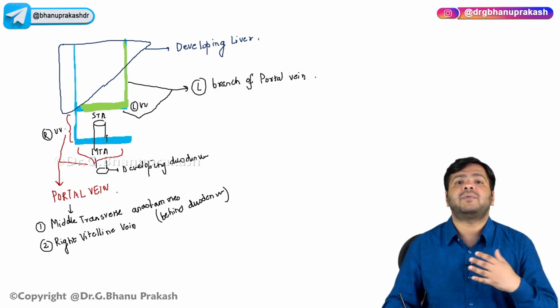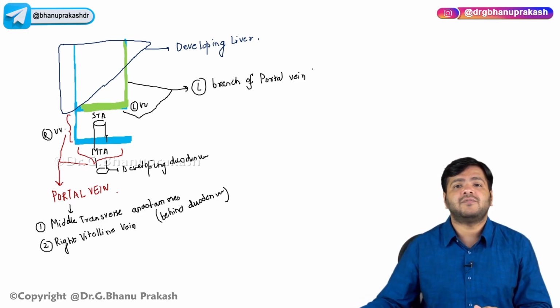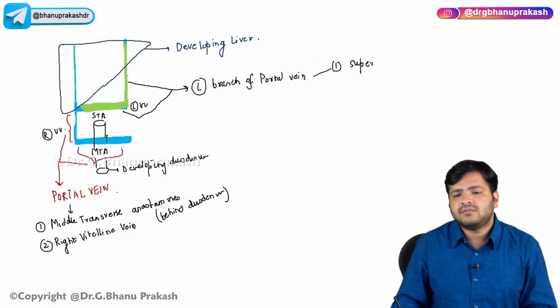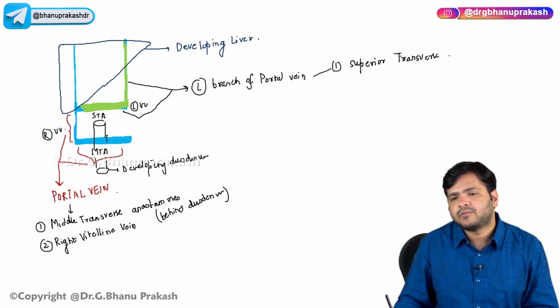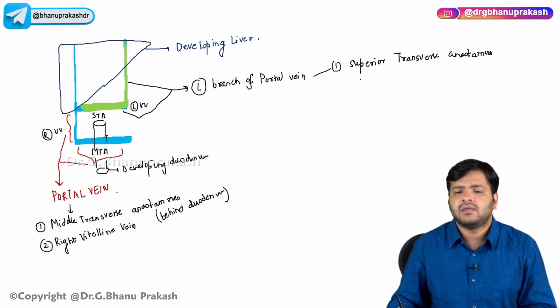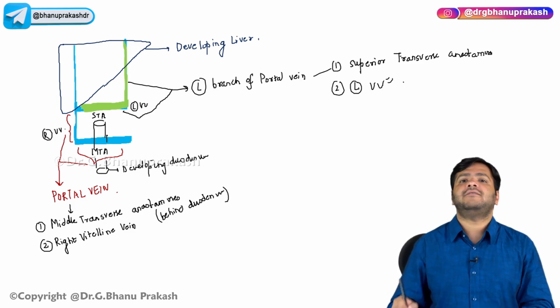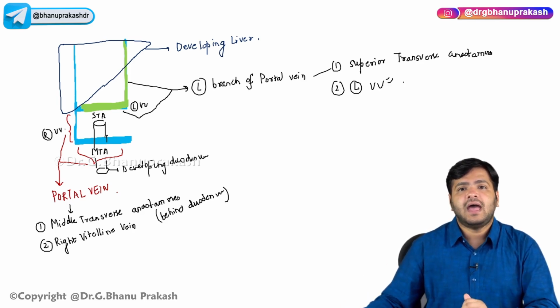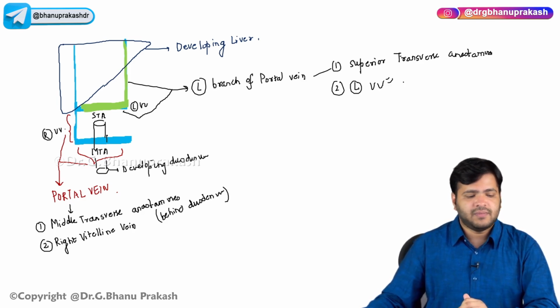Now if I ask you, the left branch of the portal vein, where is it coming from? So remember, we have the superior transverse anastomosis, okay, and the left vitelline vein. We have the superior transverse anastomosis and the left vitelline vein. That is where the left branch of the portal vein is coming from.